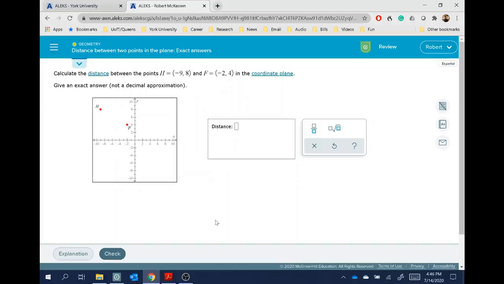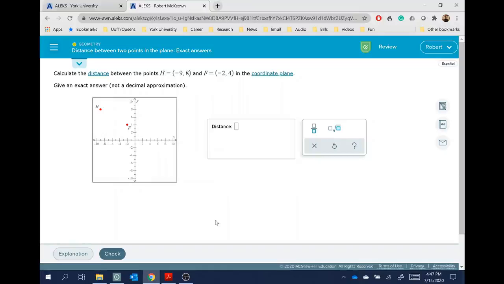We're asked to calculate the distance between the point H and the point F. And the trick here is that H and F don't have the same y-axis value and they don't have the same x-axis value. So we've got a diagonal line here. It's not horizontal, it's not vertical. If it was horizontal, the distance would be easy. If it was vertical, the distance would be easy. So how do we measure the distance when we're moving across the x and y axis? And the answer to that is going to be, we're going to use a distance formula.